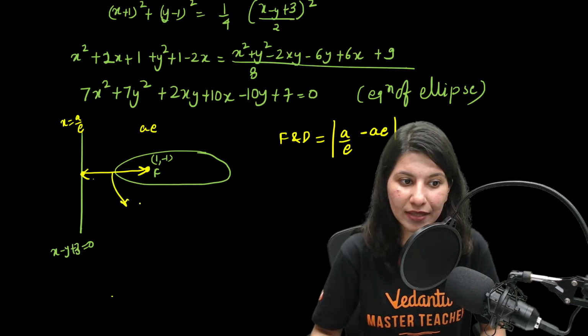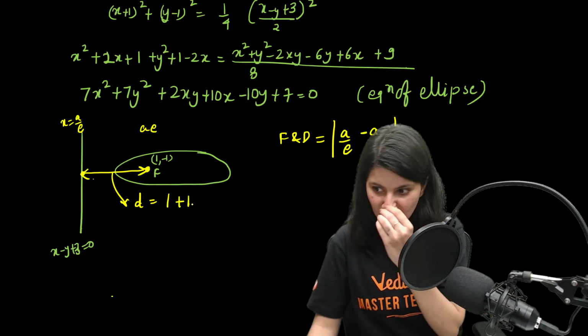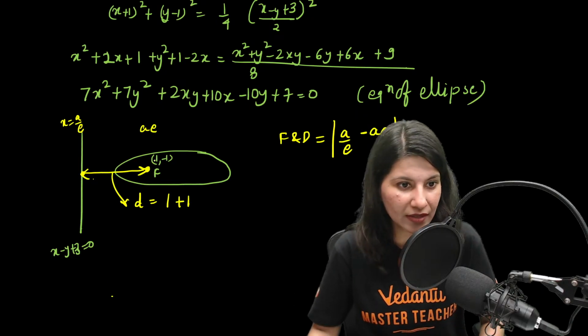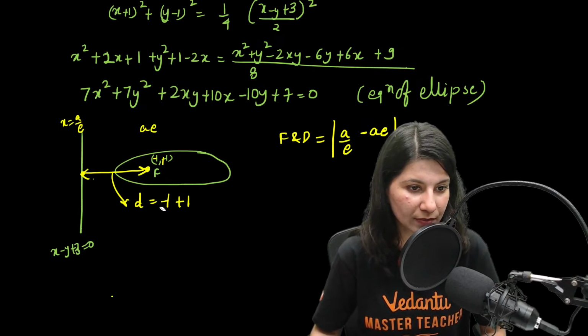Can I just calculate this distance? Definitely. This is minus 1 comma 1, right? Minus 1 comma plus 1. So minus 1, then plus 1. Sorry, one more minus 1.